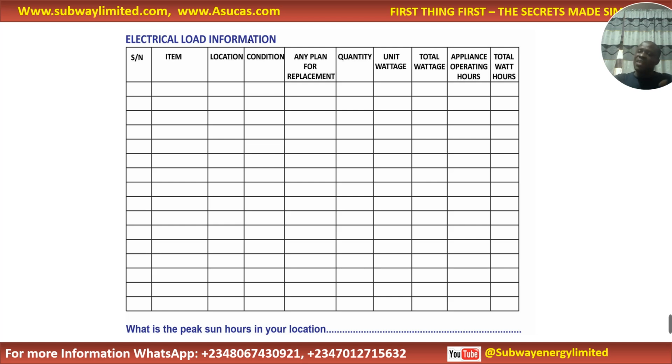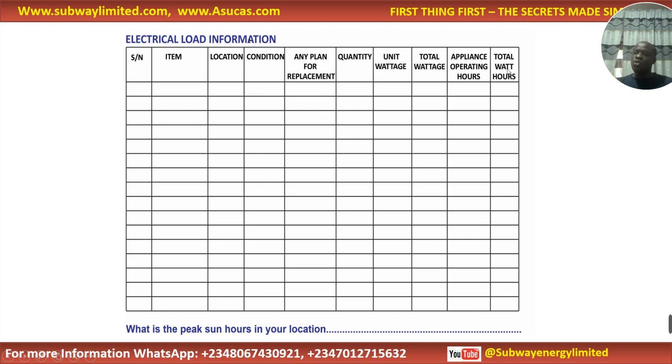Because if you have like 10 electrical loads, you add up all the running hours, the appliance operating hours, it will be more than 24 hours. So what do you do? Will you use 24 hours? The size of the solar system will be too much. So there is a way we resolve that. But understand that you have to put into consideration each of the appliance operating hours.